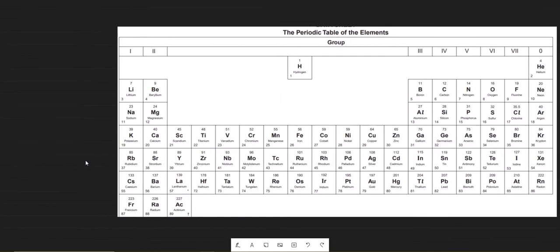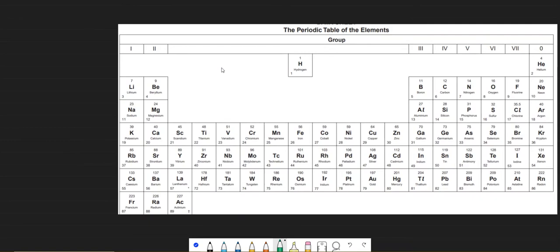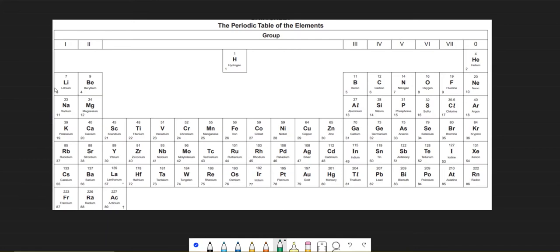Okay. So first of all, the periodic table is split into rows and columns. The columns are called groups. There are 8 groups in total, 1, 2, 3, 4, 5, 6, 7, 8. And the rows are called periods. There are period 1, 2, 3, 4, 5, 6, and then 7 as well. You just need to know that the rows are called periods and the columns are called groups.